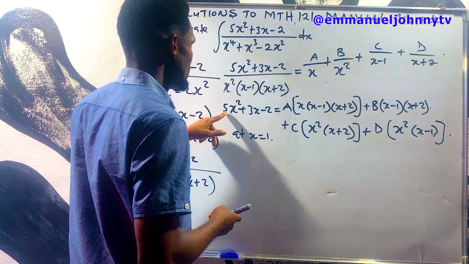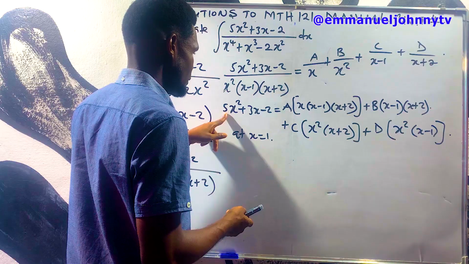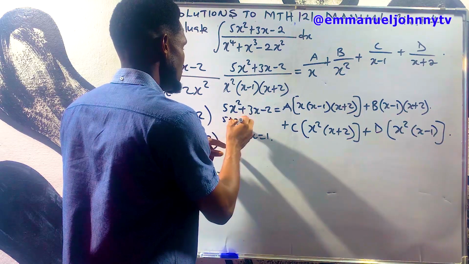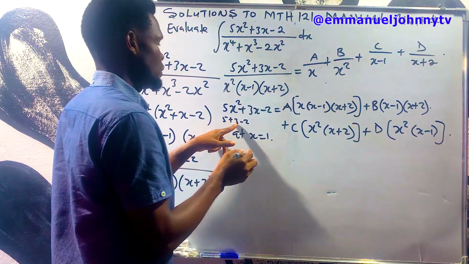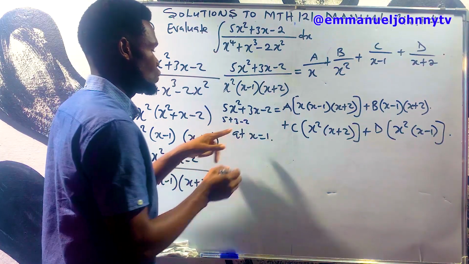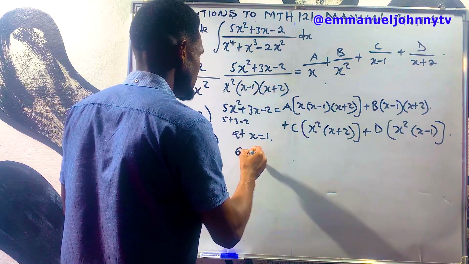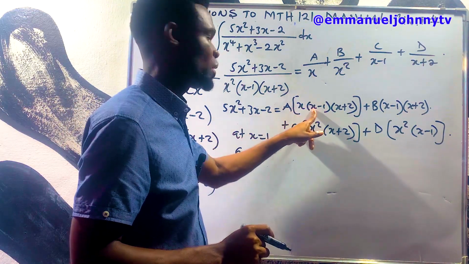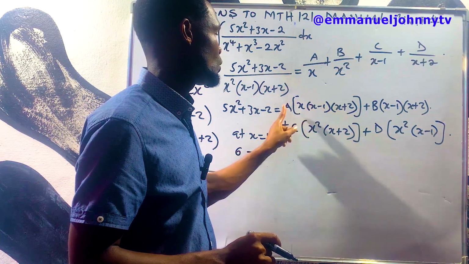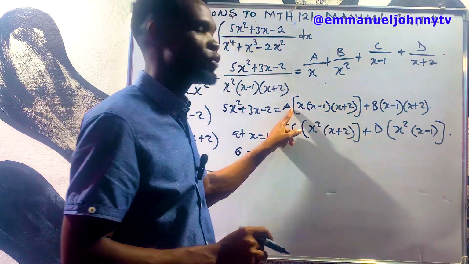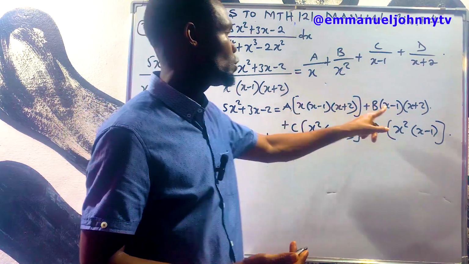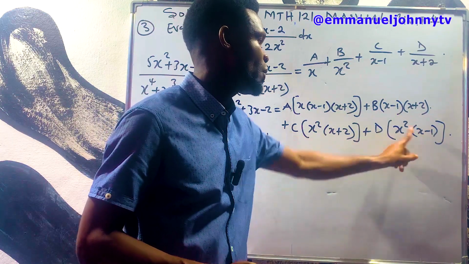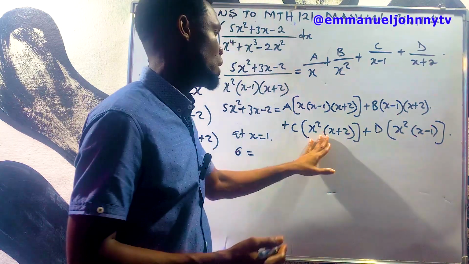1 squared is 1. 1 times 5 is 5. So that will be 5 plus 1 times 3 is 3, minus 2. So 5 plus 3 is 8, minus 2, 6. That means that 6 is equal to, put 1 here. 1 minus 1 is 0. So everything here will be 0 because 0 multiplied by anything is 0. Put 1 here, everything here will be 0. Put 1 here, everything will be 0. So I only have this place.